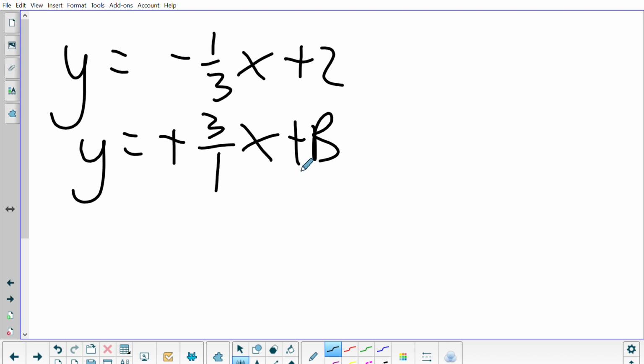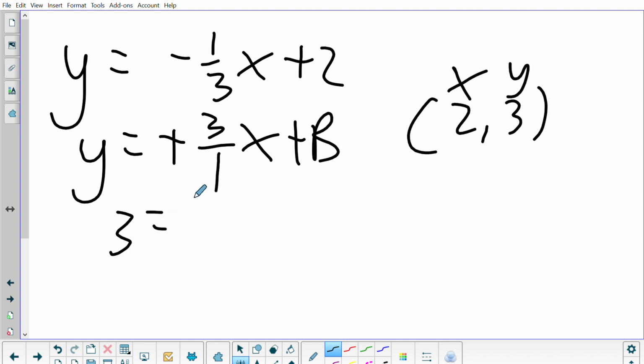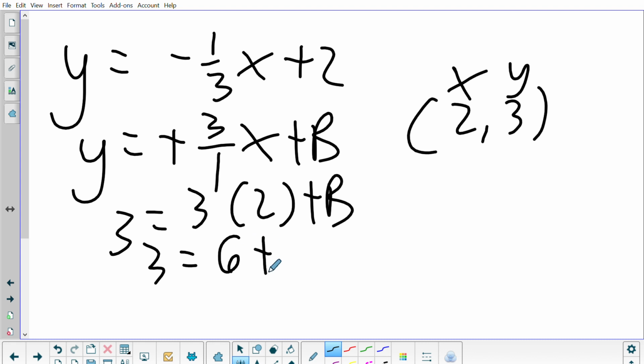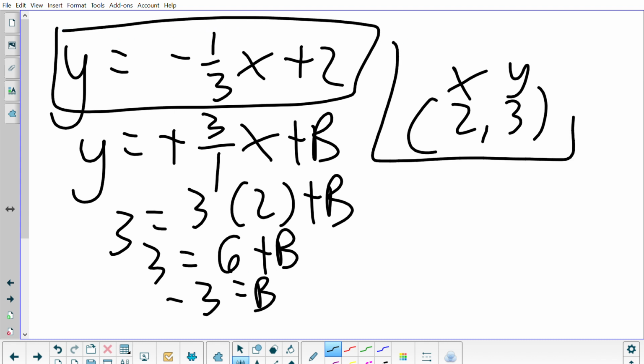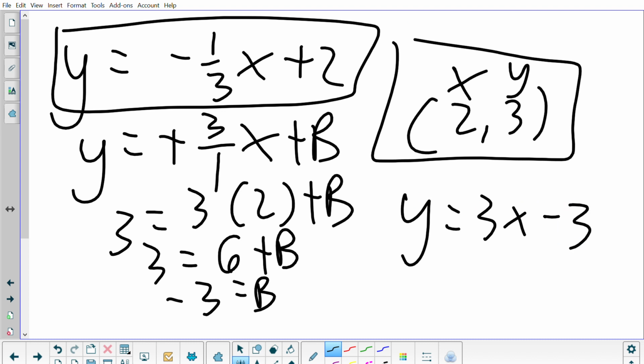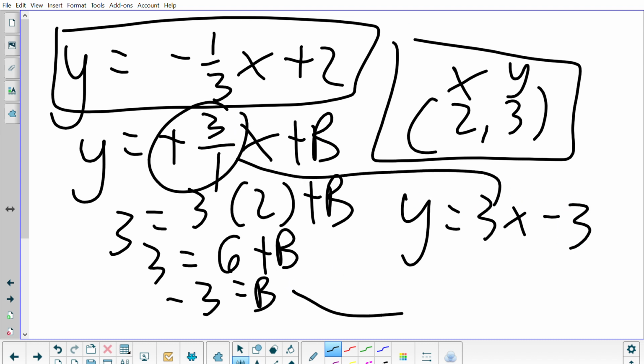Okay? Then they might say, and it goes through the point (2, 3). This would be my x, this would be my y. I would have 3 times 2 plus b. So 3 is equal to 6 plus b, so negative 3 is b. So something that is perpendicular to this and goes through this point is y is equal to 3x minus 3. I got that from here, and I got that from here.